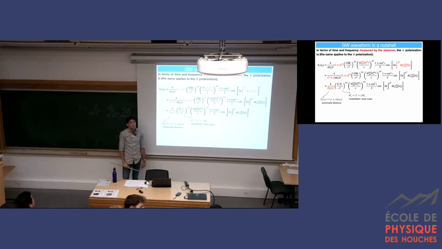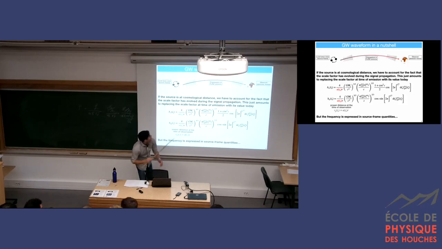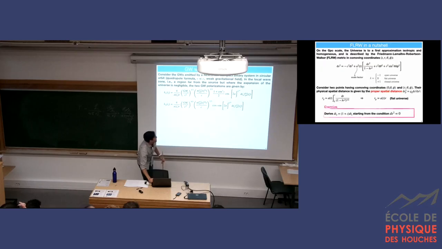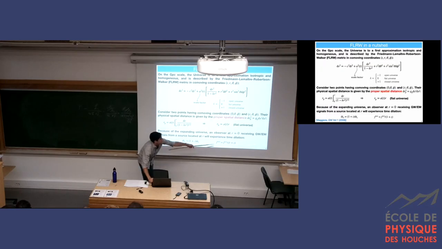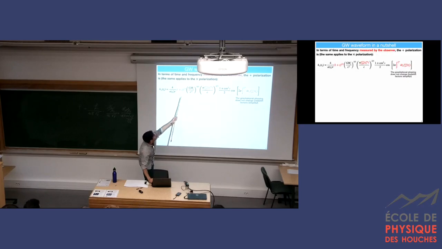Where does the 1 plus z to the 2/3 come from? I missed that in the first line. This one? Yes, it comes from the expression of the frequency. Here I am expressing the frequency in the source frame, and now I'm replacing this by the proper expression in the observer frame. And as I showed you also here, this gives me a factor of 1 plus z, and I have the power 2/3. Okay. Thank you.